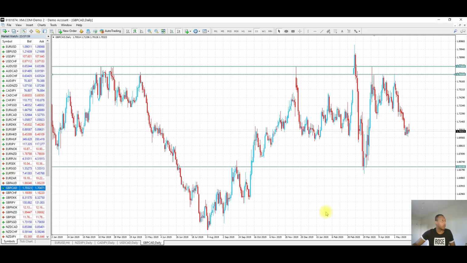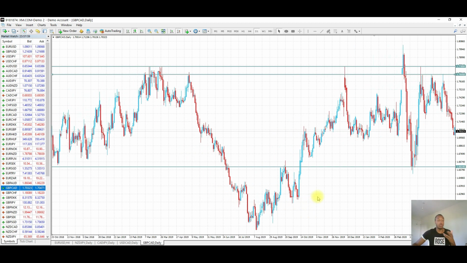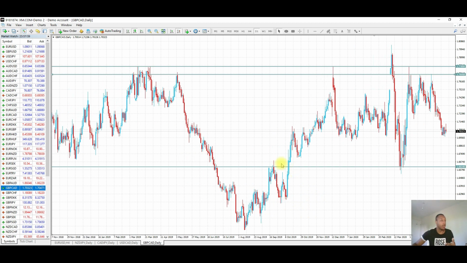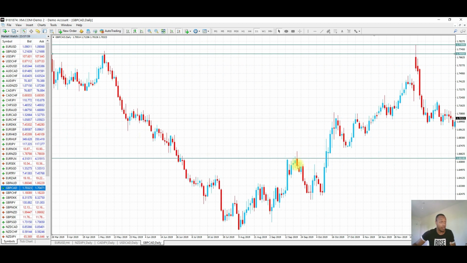Okay, so we're back to the pound CAD on the daily, and I'm just going to show you an example of the price action candlestick patterns I've just shown you and how to spot them on a real chart. Straight away, if I zoom into this section here, we can see that we have a bearish engulf candle pattern. This bear candle engulfs this bullish candle, indicating to us that at this level price will reverse and come back down, and price did exactly that.